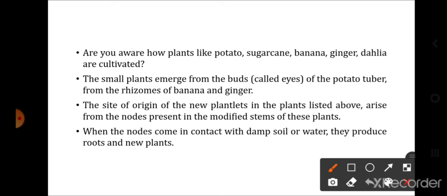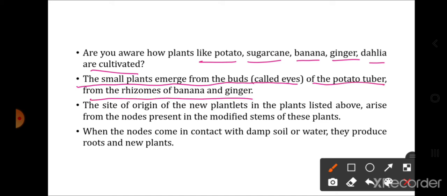Now are you aware how plants like potato, sugarcane, banana, ginger, dahlia are cultivated? We have studied that some of these plants are cultivated through the method of vegetative propagation. Small plants emerge from the buds called eyes of the potato tuber, and from the rhizomes of banana and ginger. So how is the potato plant cultivated? New plants of potato emerge from the eyes of the potato, called buds.